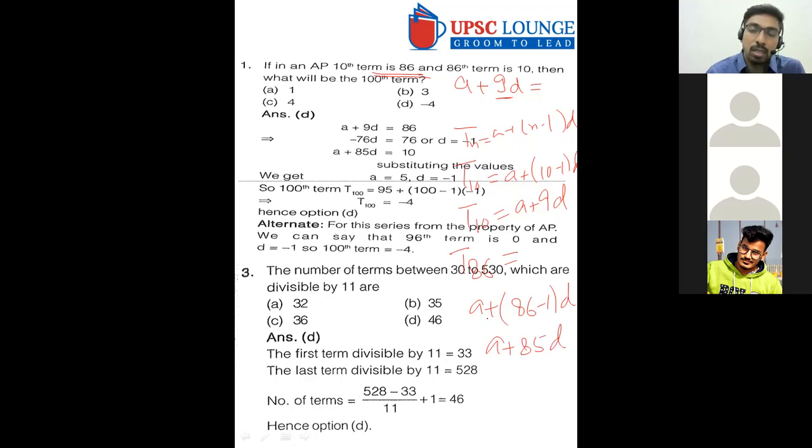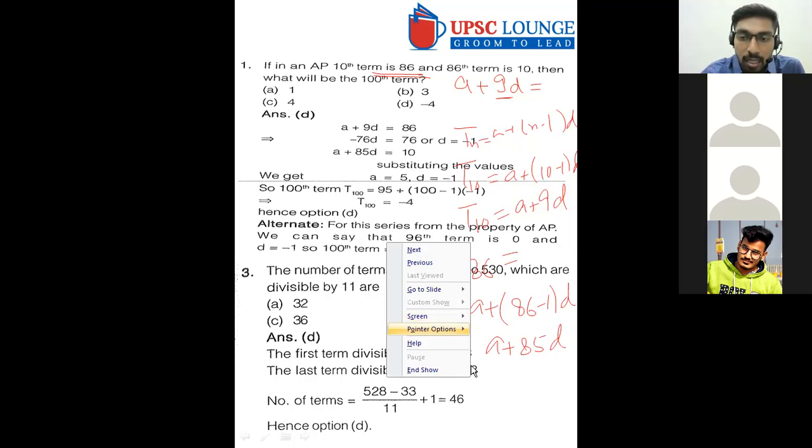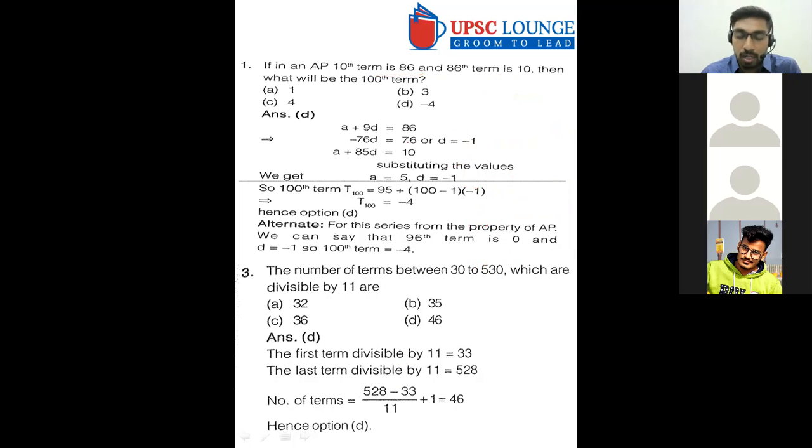So what they mentioned in the question: A plus 9D and A plus 85D. Is it clear till here for everyone? How will you calculate the 10th term and the 86th term? So A plus 9D equals 86 and A plus 85D equals 10. So you need to calculate the value of A and D.